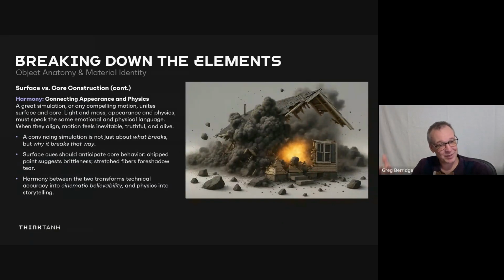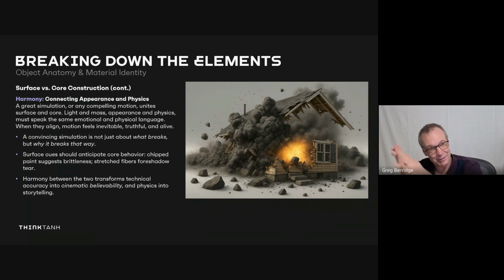So here we go. This is the harmony of it, connecting appearance and physics. This is taking that initial appearance and then trying to run it through a simulation. A convincing simulation is not just about breaks, but why it breaks that way. Surface cues should anticipate core behavior, right? Chipped paint suggests brittleness, stretched fibers foreshadow tearing, and so on and so forth.